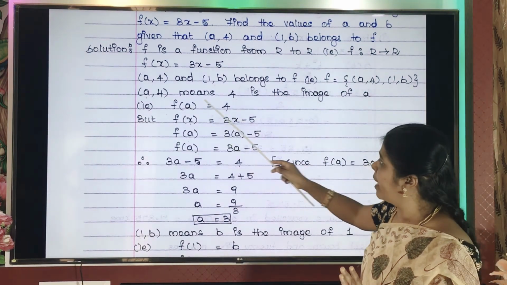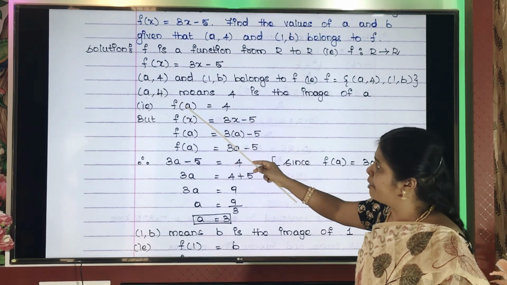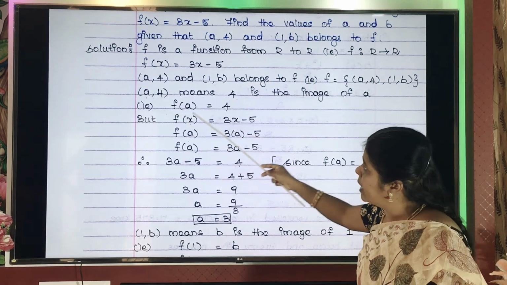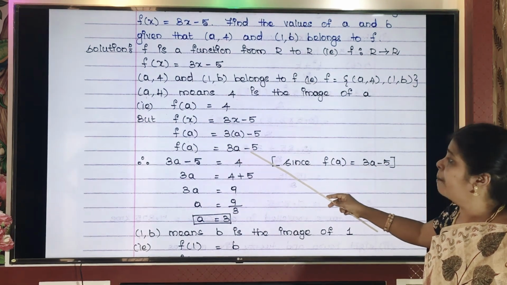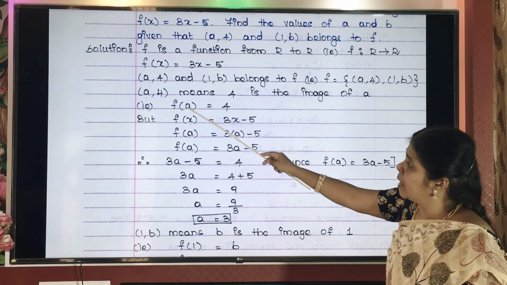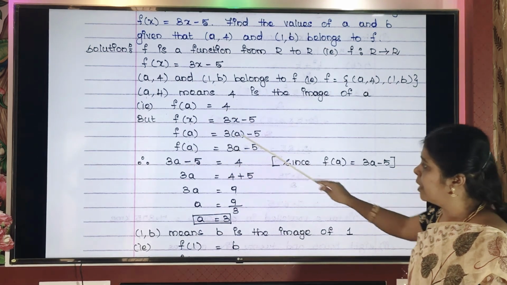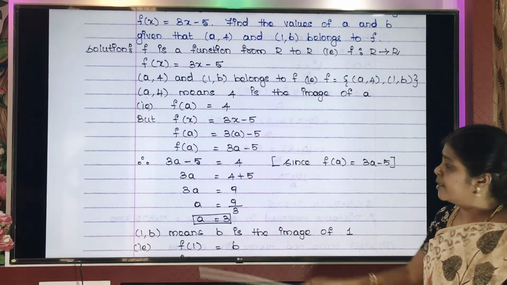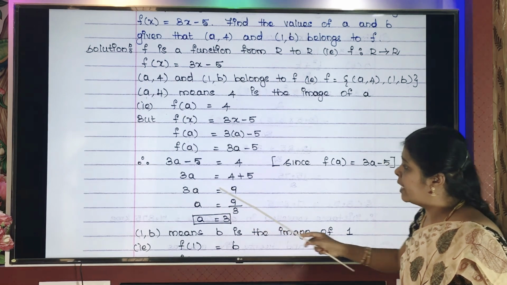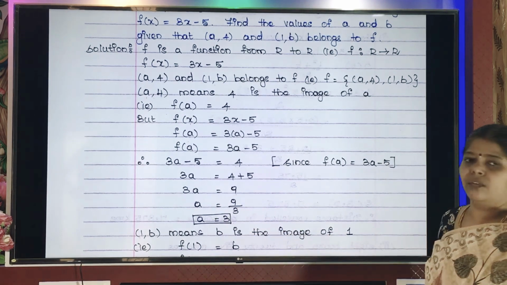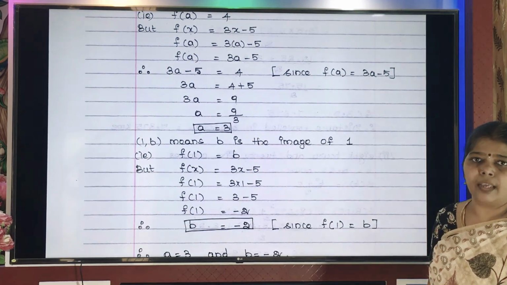Now, what is f of A given? 4. Isn't it? From (A, 4), we have written f of A is 4. So, now in the place of f of A, you are supposed to write 3A minus 5. So, write here 3A minus 5 is equal to 4. Bring this minus 5 to the other side, it becomes plus 5. So, 3A equal to 9. A will be 9 divided by 3. So, A is 3. This is how we need to find the value of A.